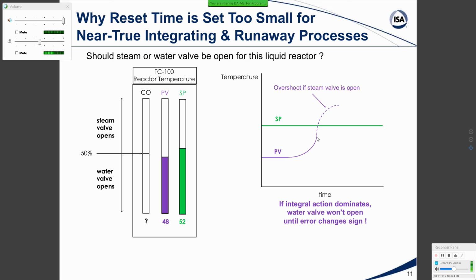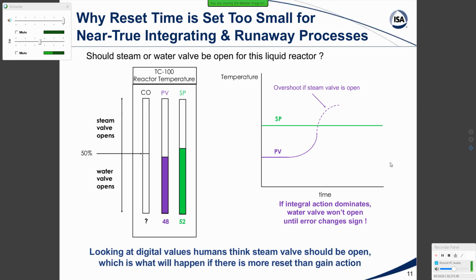Now, what does integral action do? Integral action says, until I cross set point, I want that steam valve open. So it's working to keep the steam valve open because the temperature is below set point. Proportional and derivative action is saying, whoa, you're approaching the set point, I got to get that water valve open. If the integral action dominates, the water valve won't open until the error changes sign. And then, is it enough? Probably not. It's just starting to open, and then it's going to be one dead time later before you see the effect on the disturbance.